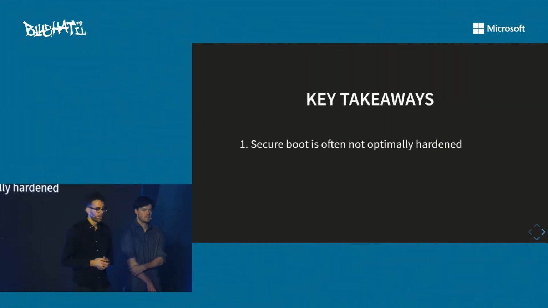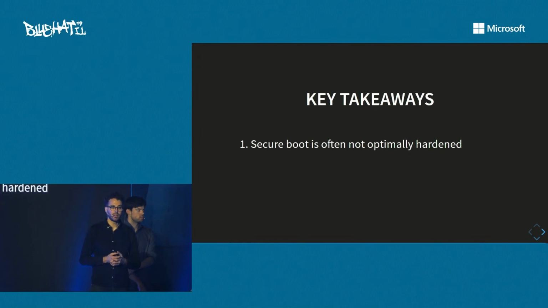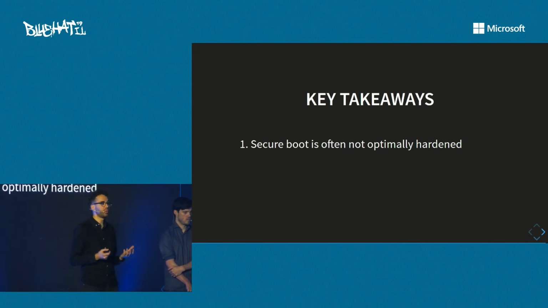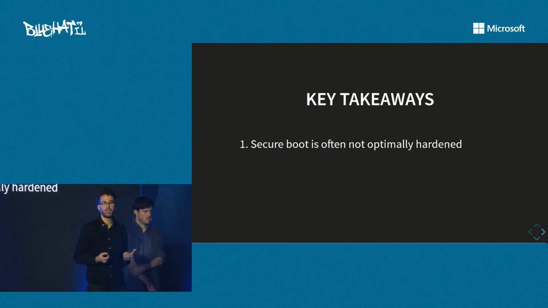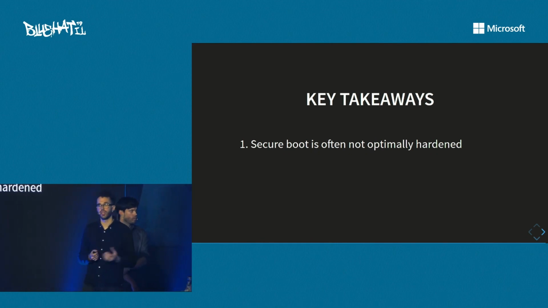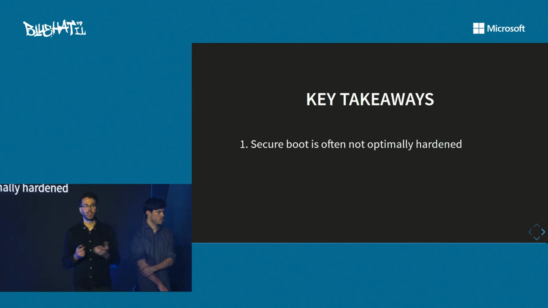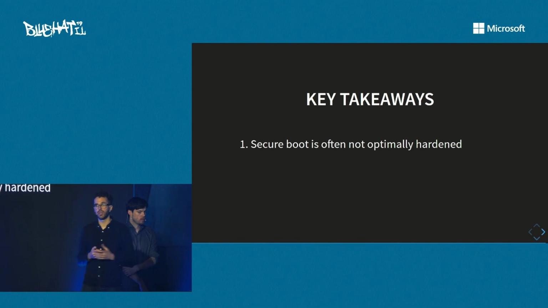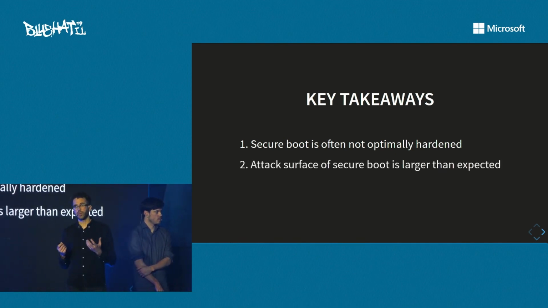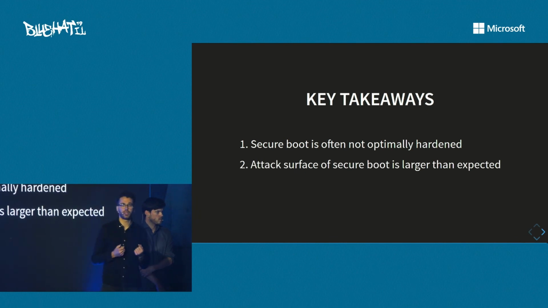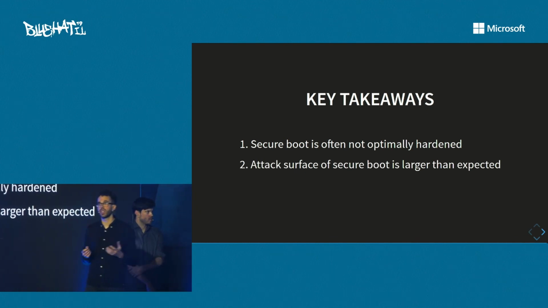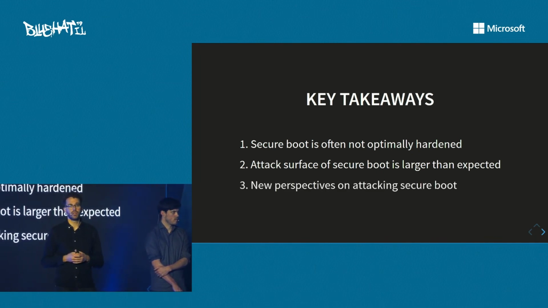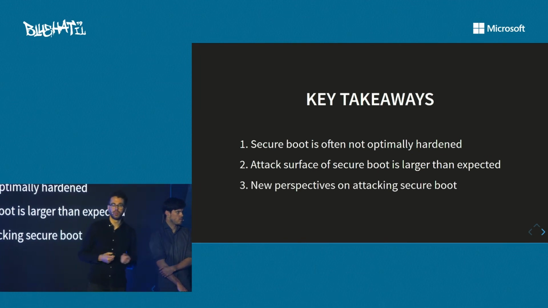So to wrap up, together with the presentation that we saw this morning, but also the examples we gave, secure boot is nowadays often not optimally hardened, especially if you compare it to the system when it's fully initialized. The typical software exploitation mitigations and other features that are used to make it more difficult to attack a device are actually not implemented during boot. The attack surface of secure boot is much larger than often expected. One of the examples we've shown is that the attack surface actually starts before any code is being executed. And during this presentation, we also gave a few new perspectives on attacking secure boot.